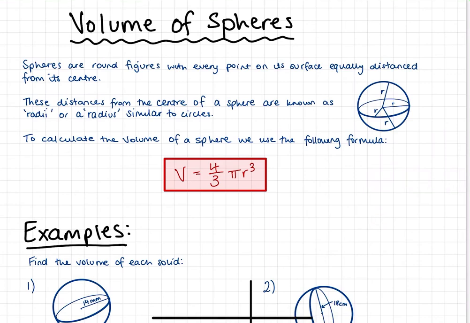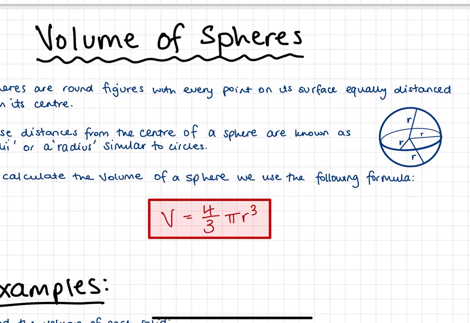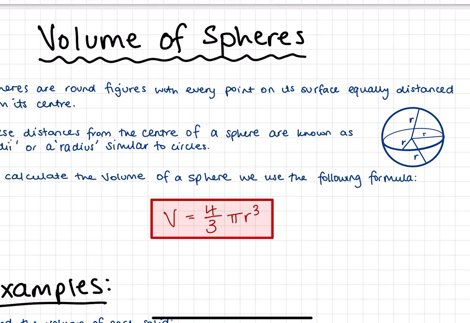Hey everyone, in this lesson we're going to go through how to find the volume of spheres. So spheres are like a round figure with every point on its surface equally distanced from its center. So you can think of spheres as like a tennis ball, an orange, something ball shaped.